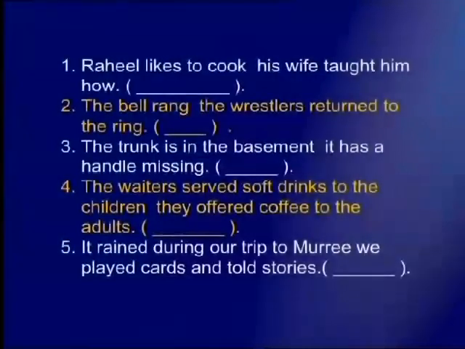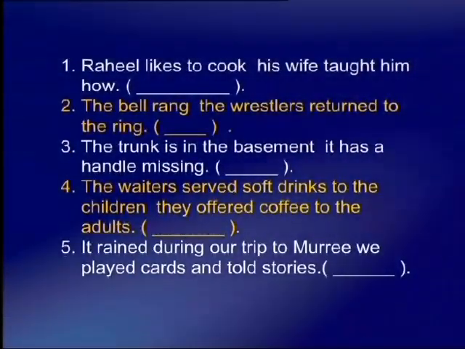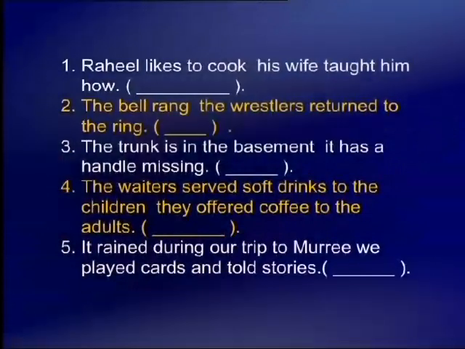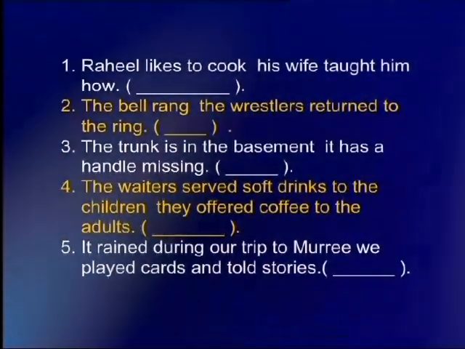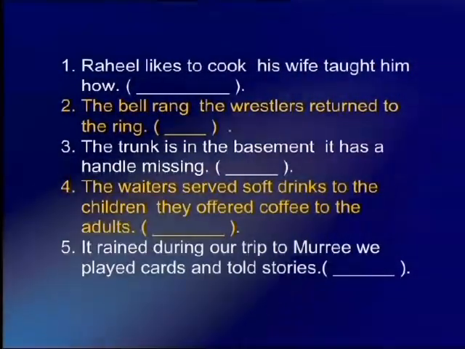Now the next five sentences have not been done for you. Look at the sentences and just identify the place where the first thought ends and the second thought begins. The first one, Raheel likes to cook. His wife taught him how. Now, what kind of sentence is it? Is it a run-on sentence, or is it a comma splice sentence? If you look carefully, it's a run-on sentence. Raheel likes to cook, his wife taught him how.